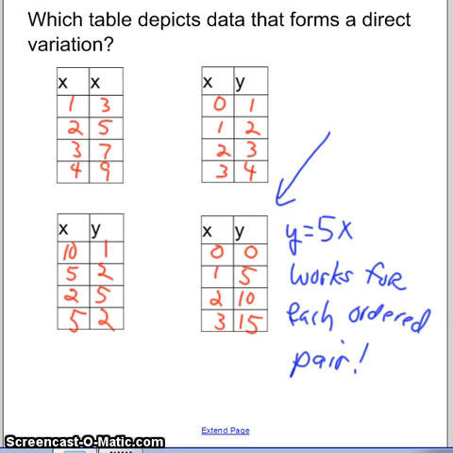Try this one. 1 times 5 is 5. 2 times 5 is 10. 3 times 5 is 15. 0 times 5 is 5. So this is the direct variation, y equals 5x. None of these others work that way. You can't multiply by the same number in each table.